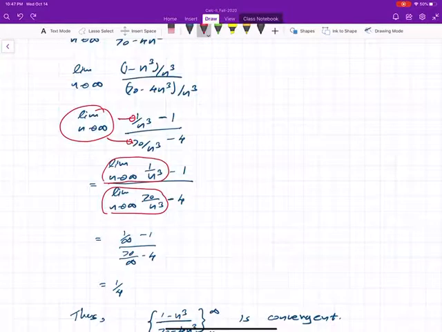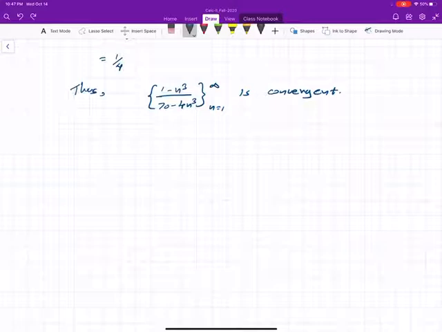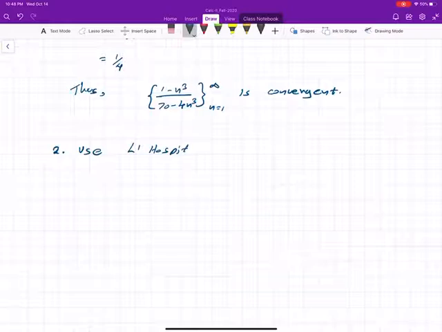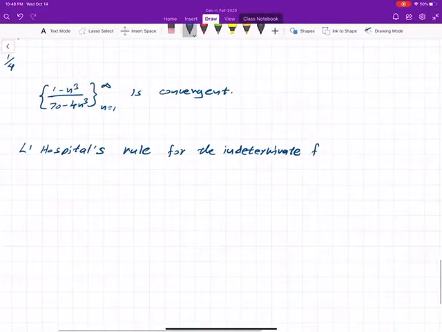Okay, now we move to the second case. The second case is use L'Hopital's rule for the indeterminate forms.